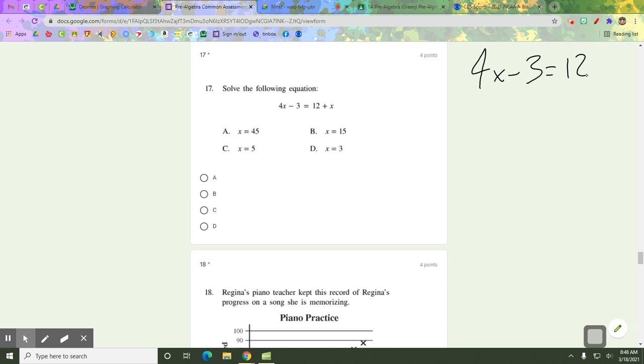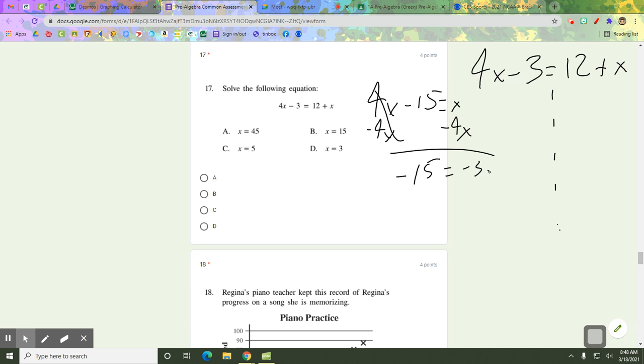But what I would do, me personally, I would go ahead and move that variable. If you minus 12, you have 4x minus 15 equals x. Then you're going to have to subtract 4x: negative 15 equals negative 3x. And that's fine. But that would drive me nuts because I don't want the variable on the right. I just don't.